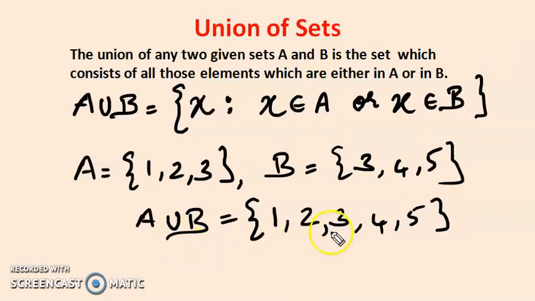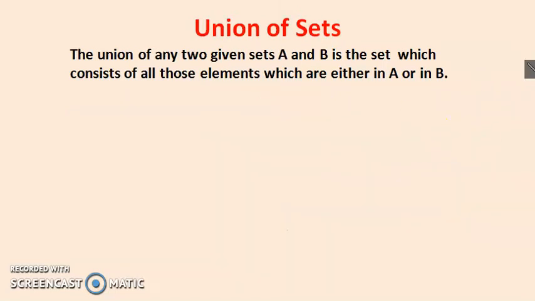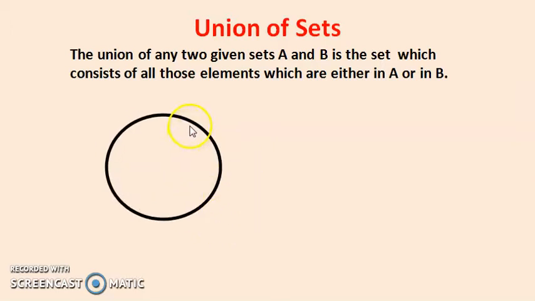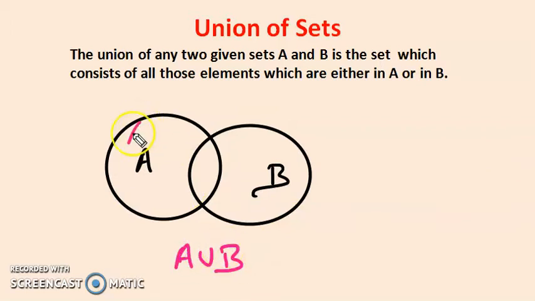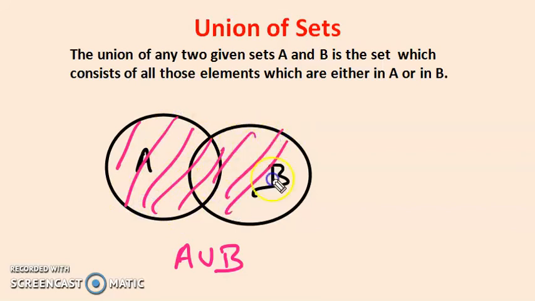Then we will proceed to the Venn diagram format. So what is the Venn diagram format? Suppose this is your set A and set B. To denote A union B, we shade the A circle and the B part. This is the notation for A union B.